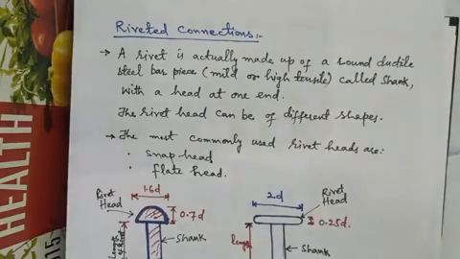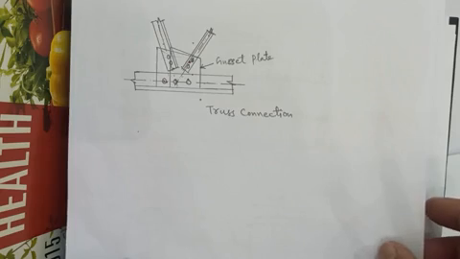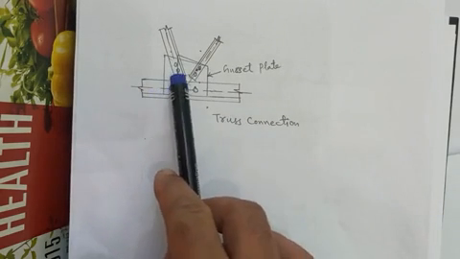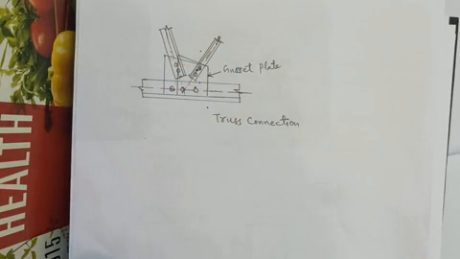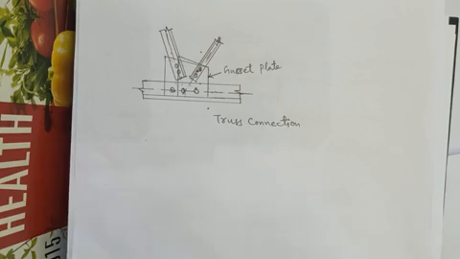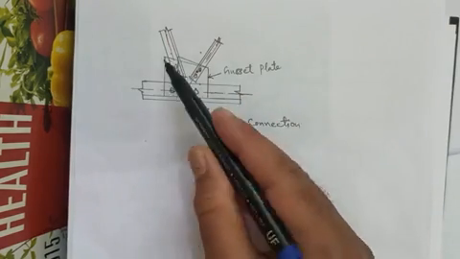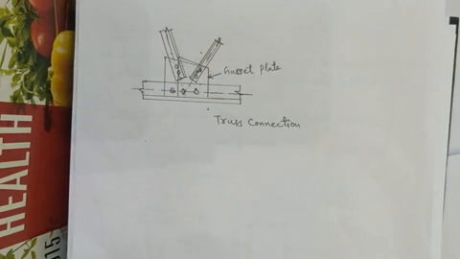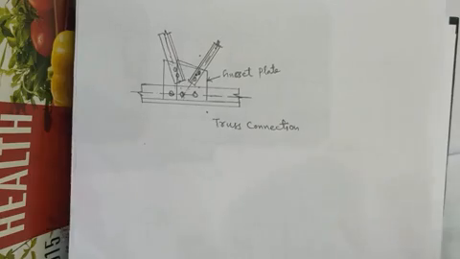Similarly, we have a truss joint or truss connection in which different members of the truss are connected by way of a gusset plate. This plate is called a gusset plate, and the members of the truss have been connected through the gusset plate.